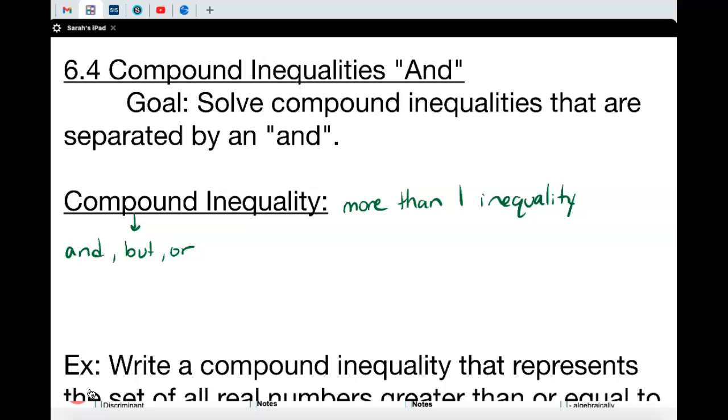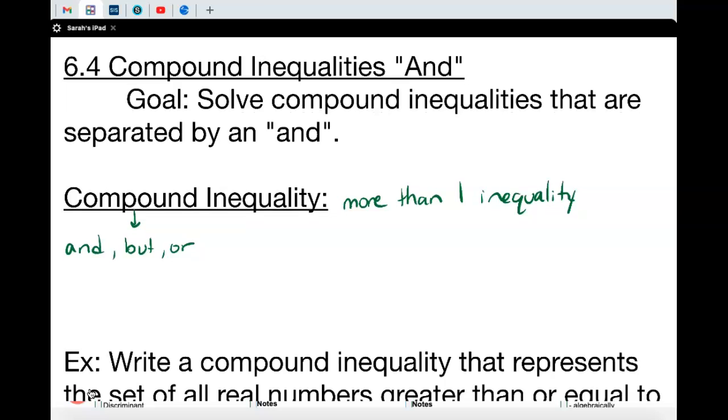In math class, we're working strictly with and, and strictly with or. So there's no but inequality that we have. Today we're working strictly with and. So and would represent the inequality. Okay, sorry, I lost how I wanted to say this. I'm going to say it has to be true for both.